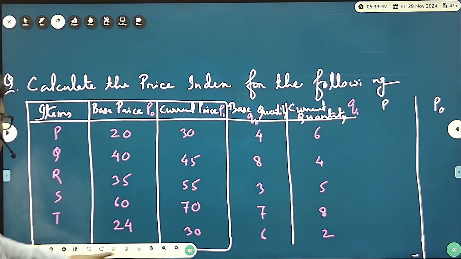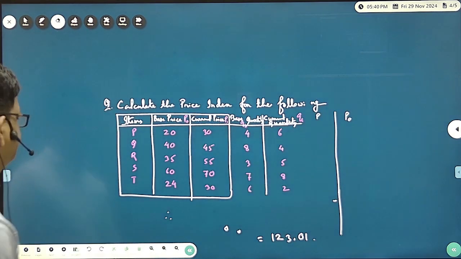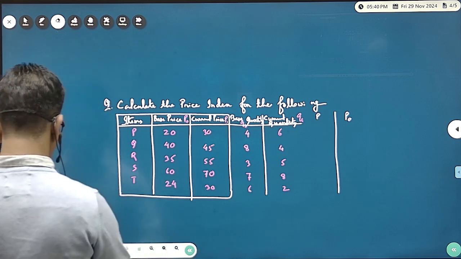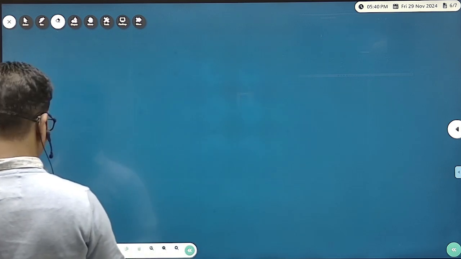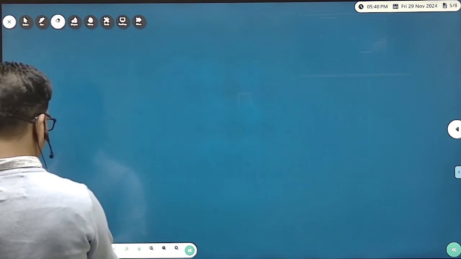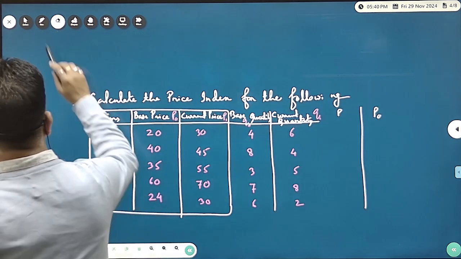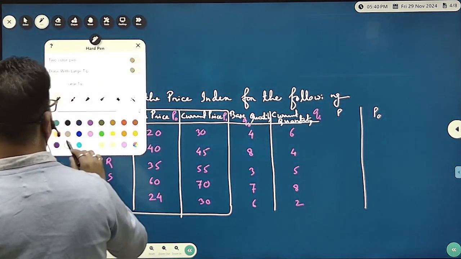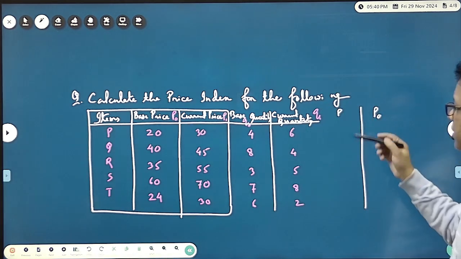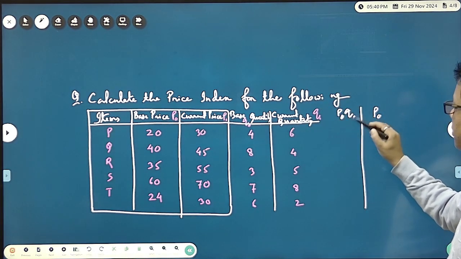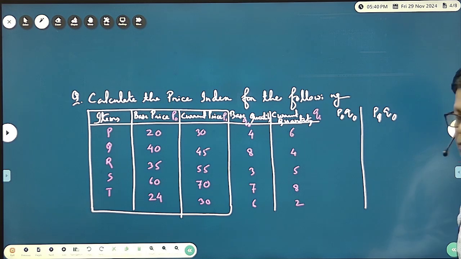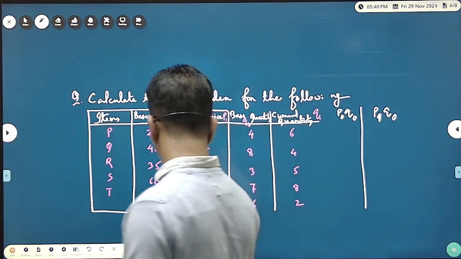Now see, try to compare. In the previous method, now see what we are doing in the Laspeyres method. We are doing P naught Q naught and P1 Q naught. Yes or no? That is the previous method that we have completed just now.